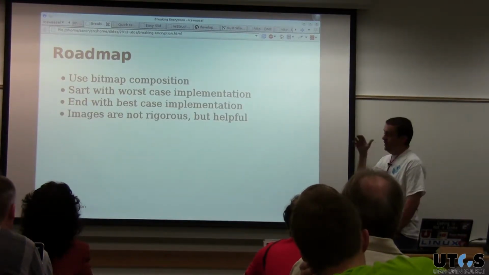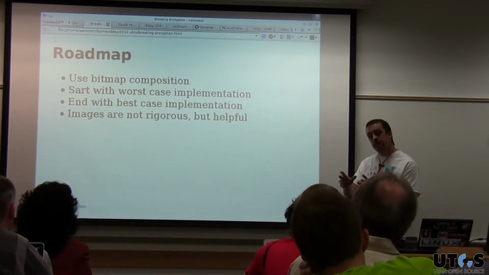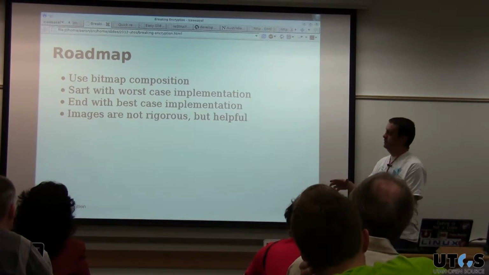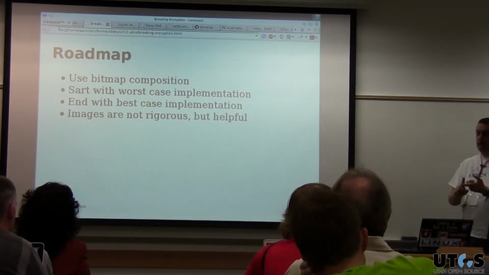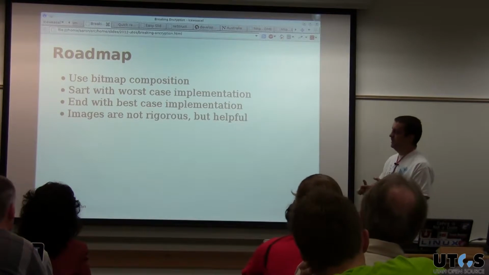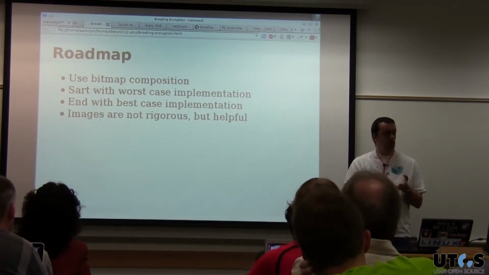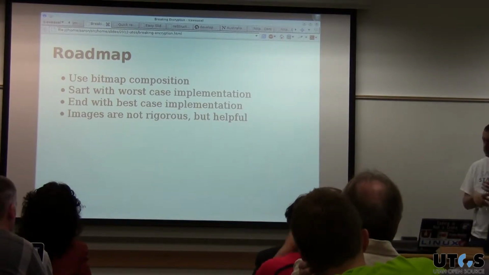Okay, so having this in our arsenal, our tools in our toolbox, this is how we're going to proceed with the presentation. We're going to use bitmap composition, and we're specifically going to use it towards file systems. Again, that's what we're going to be targeting, as I mentioned earlier. I'm going to start with the worst case implementation, work my way towards the best case implementation, and then we'll have a discussion at the end.